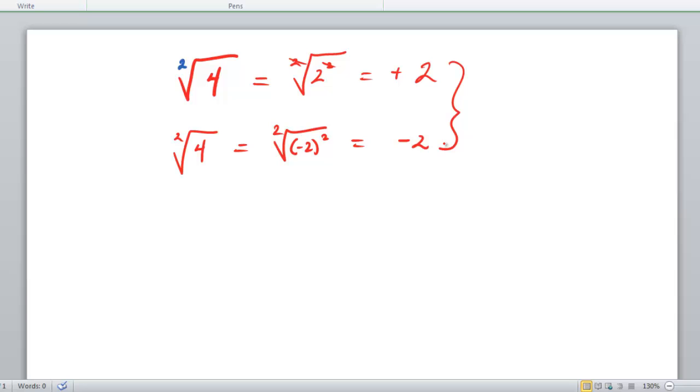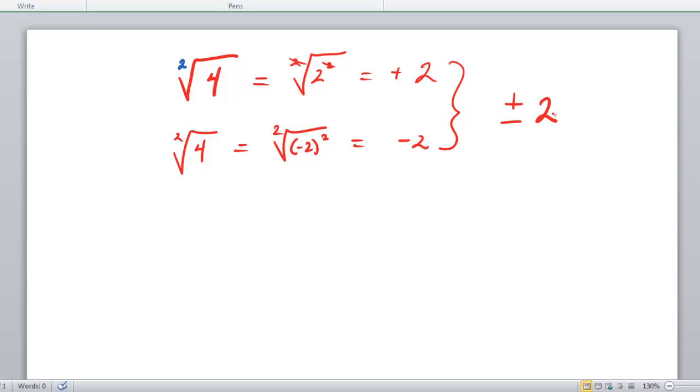Now, since we have 2 separate roots for 4, the positive version and the negative version, what we can do is write this with one symbol. It's called a plus or minus symbol. So the plus or minus value of 2. So the square root of 4 is plus or minus 2. This is going to be extremely important, because when we use square roots to solve quadratics, we're going to need 2 solutions. So it's important that we get both the positive and the negative root out of the square root.